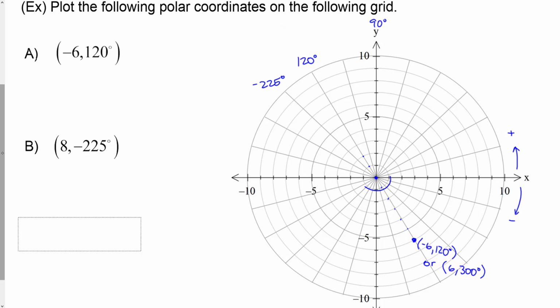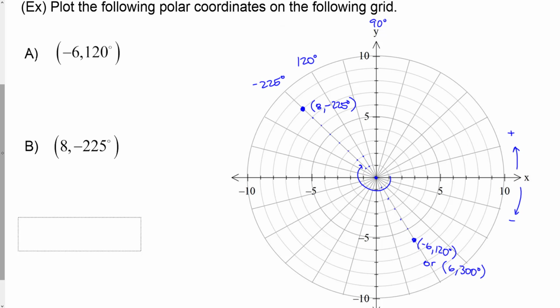So we would rotate around to this line right here. And then we would go 8 in the direction of that line. So 1, 2, 3, 4, 5, 6, 7, 8. So there's that point. That is 8, -225 degrees.